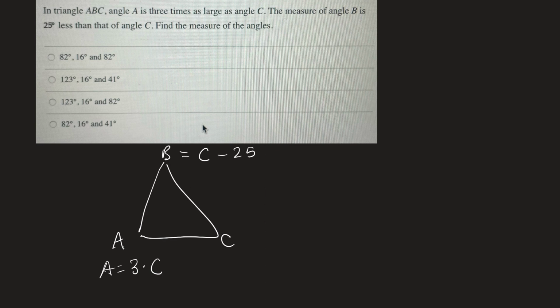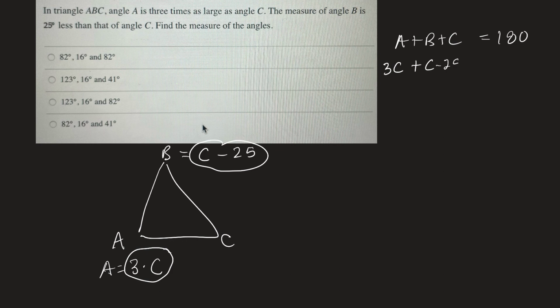Okay, so I know that all angles of a triangle must add up to 180. And then A is actually 3C. So 3C plus B, which is whatever C is minus 25, plus C equals 180. So there I have an equation with only one variable in it, and I can solve for that. So 3C plus 1C is 4 plus another, so it's 5C minus 25 equals 180.